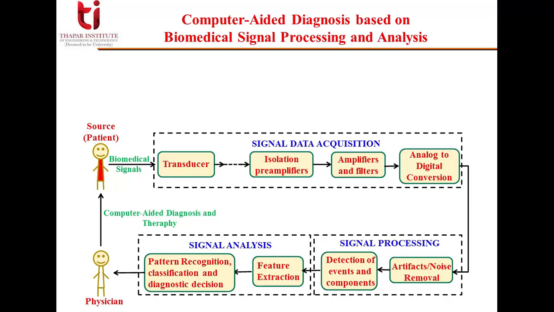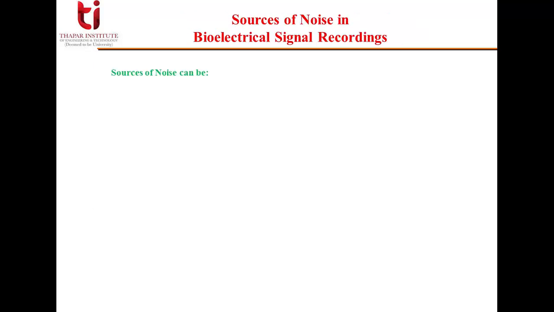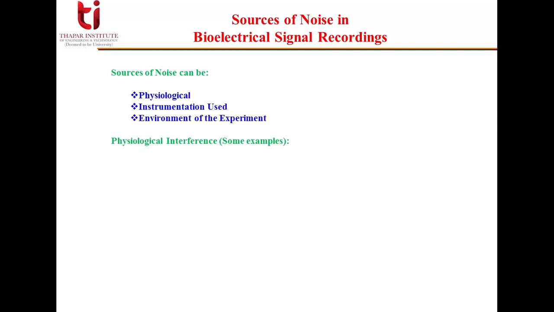Now next, let's discuss what are the main sources of noise in these bioelectrical signal recordings. What is noise? Any signal other than that of interest could be termed as interference, artifact, or simply noise. The sources of noise can be physiological, it can be due to the instrumentation used or the environment of the experiment.